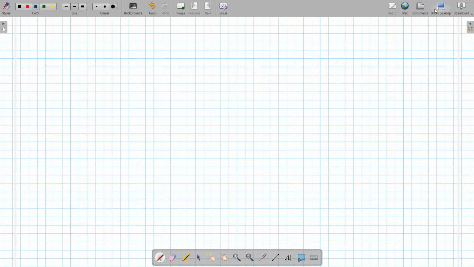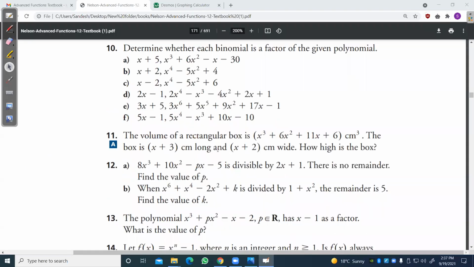And I hope you know how to do long division. If you don't, it's simple. You just need to practice a couple of times. Let's do some of these. And these are the factor theorem, remainder theorem questions.